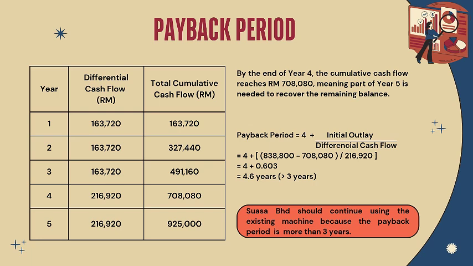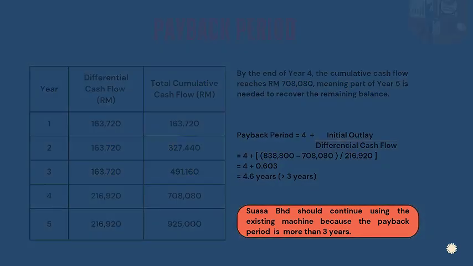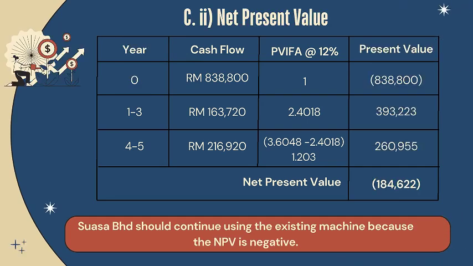Since the payback period is more than 3 years, Susan Berhad should continue using the existing machine as it takes too long to recover the investment in the new machines. The net present value, NPV, determines if an investment is profitable by accounting for the time value of money.